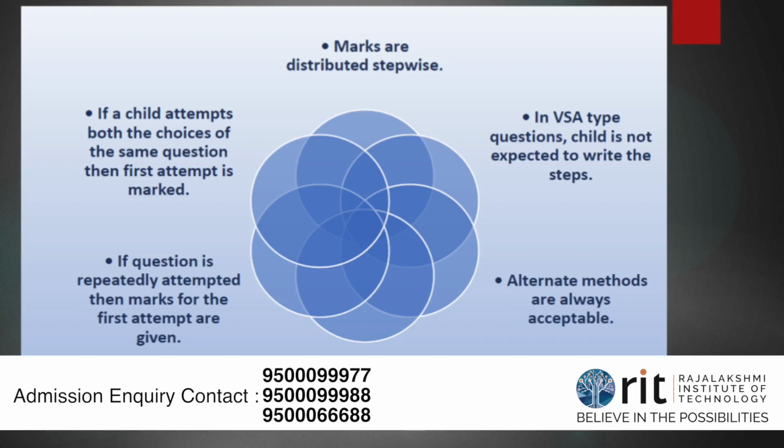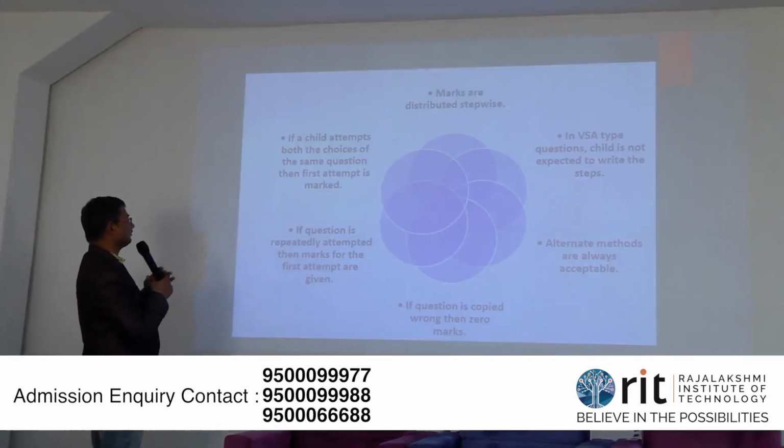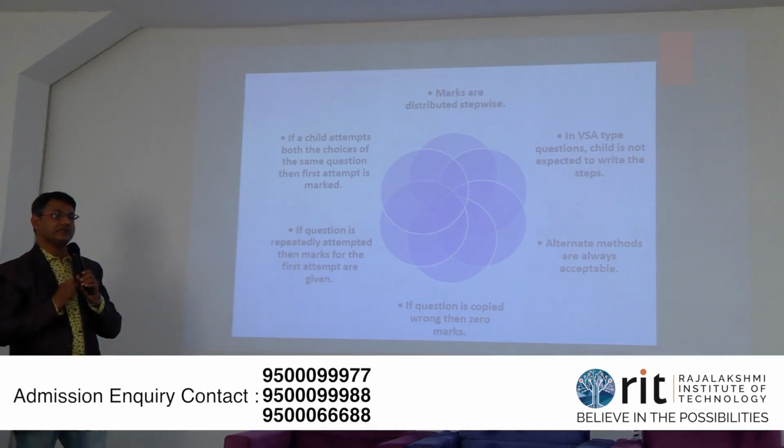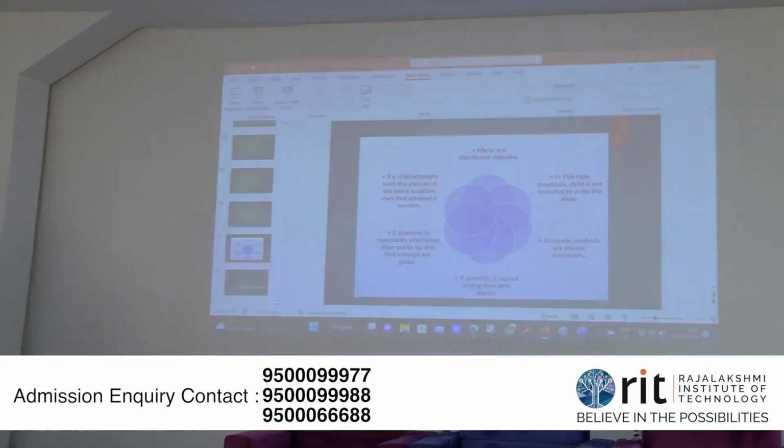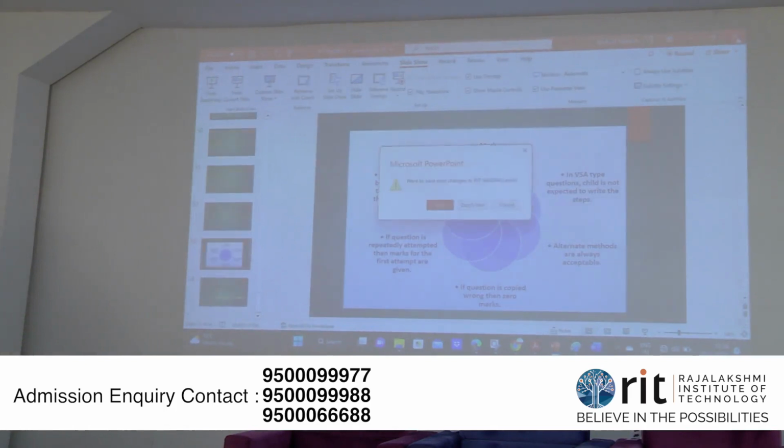If a question is copied wrong, 0 marks will be given. In very short, the child is not expected to write the step. If the child attempts both choices of the same question, then the first attempt will be marked. Okay, so lastly I am sharing the question paper. Sorry.